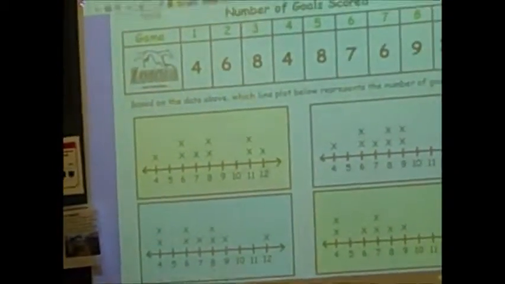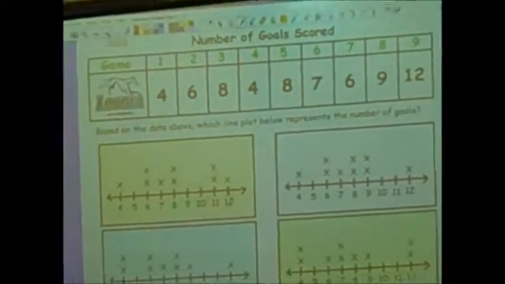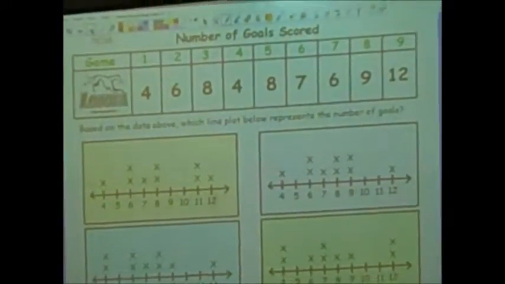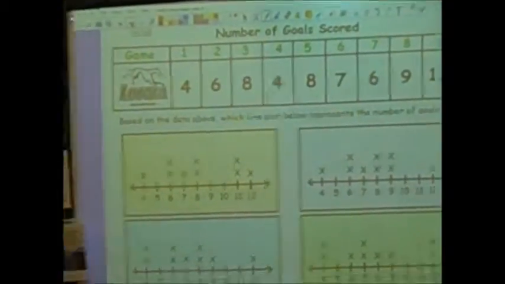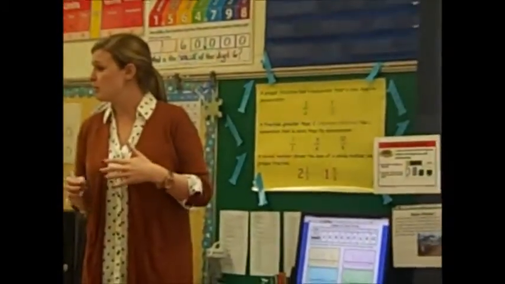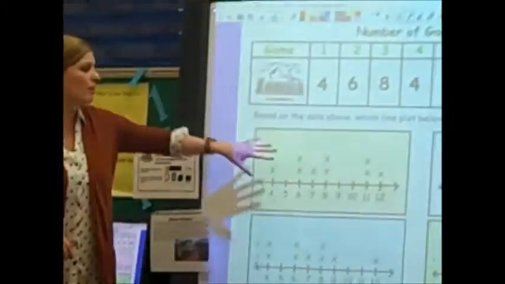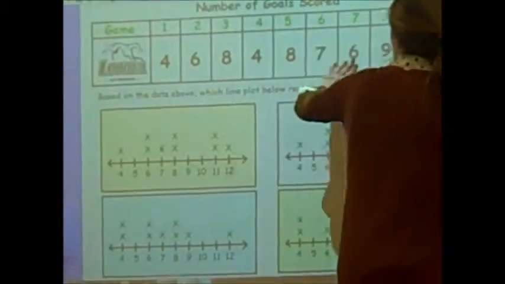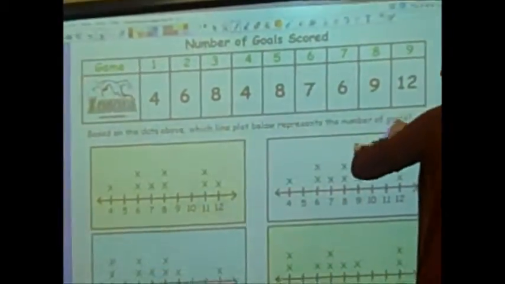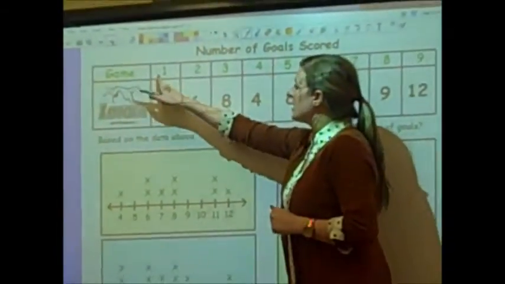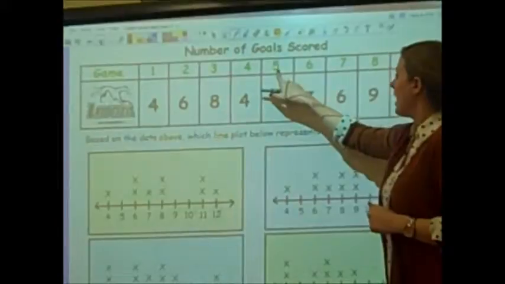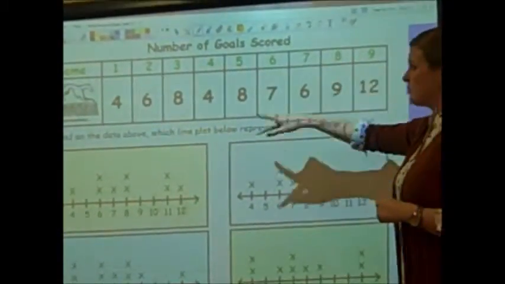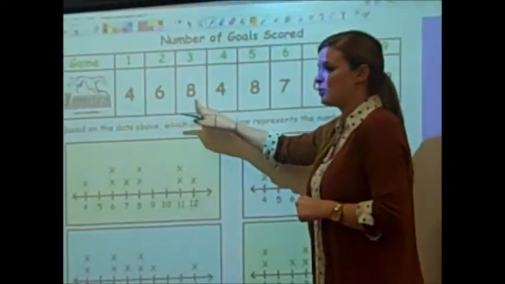Alright, so they're also going to have to look at a set of data and understand which line plot represents that set of data. Every time they see a set of data, we're going to ask them to put it in order from least to greatest, and that way they would be able to represent it on a line plot. So I would look up here and I would say to myself, okay, the smallest piece of data is 4. But if I look here, game 1, game 2, game 3, game 4, game 5, do those numbers matter? No, they don't matter because we're just talking about the number of goals scored.